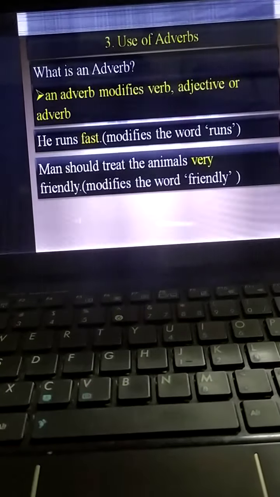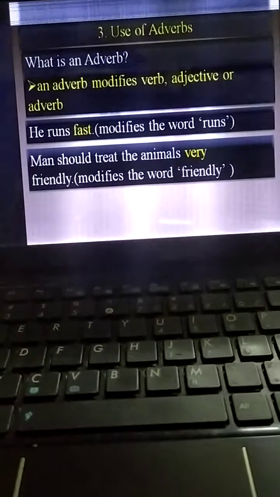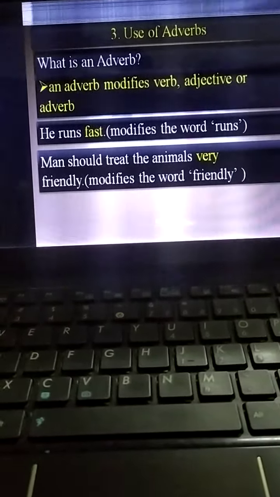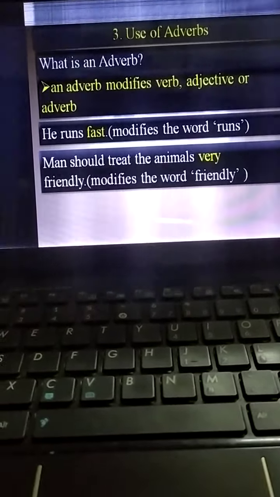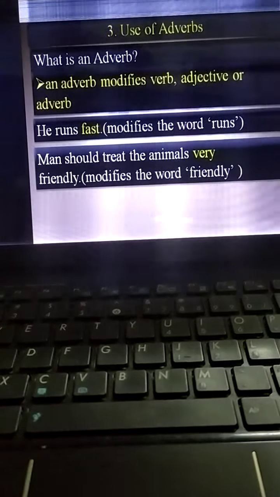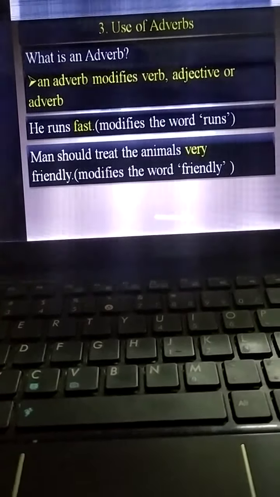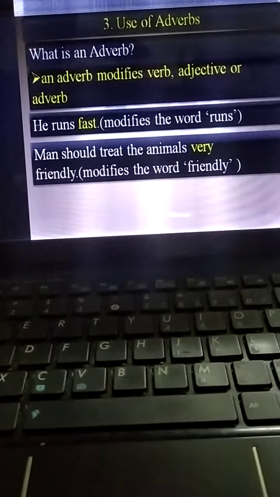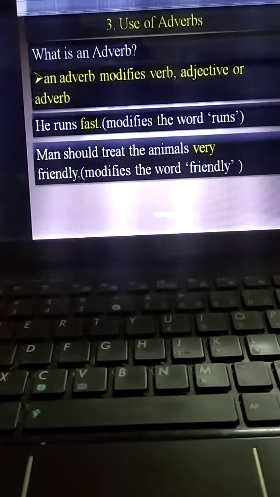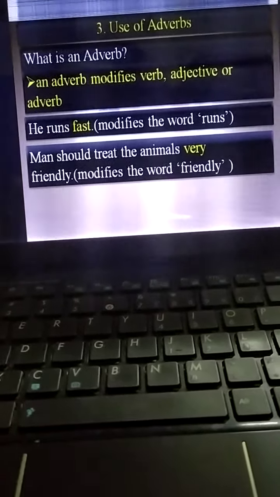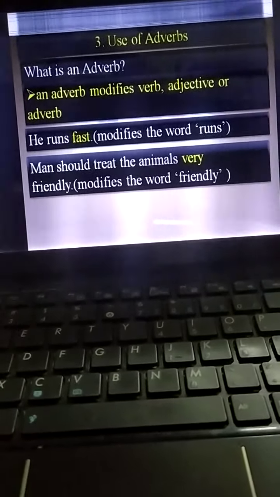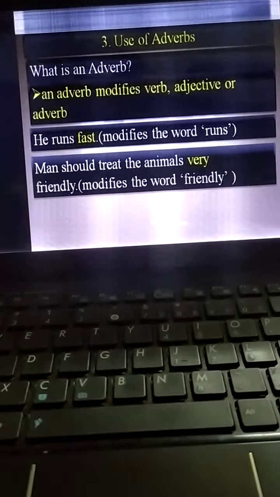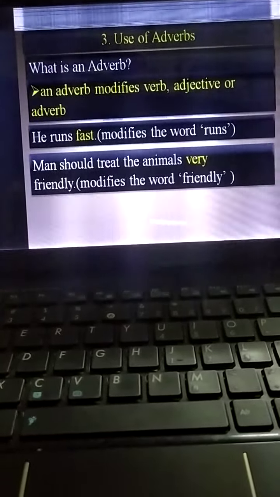Next, second example. Man should treat the animals very friendly. Look at this. Very is an adverb, and very modifies the word friendly. Friendly is an adjective. Friendly modifies the word animals. Therefore, friendly is an adjective, and very modifies the word friendly. How much friendly? Very friendly. Therefore, adverb modifies adjective.